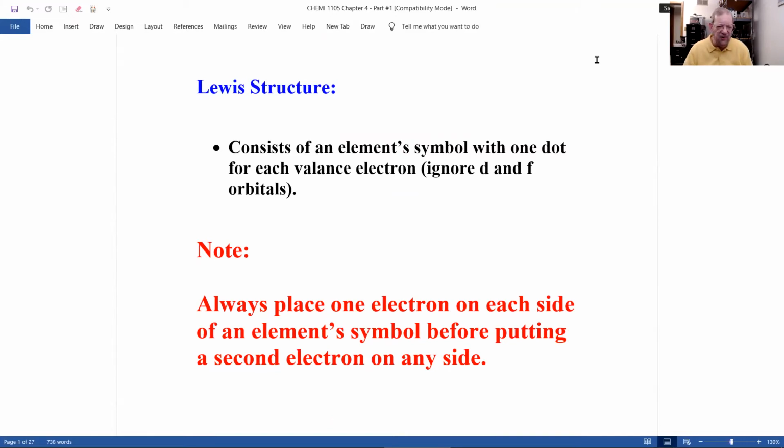Now, how do you do a Lewis structure? Place one electron on each side of an element symbol before doubling up, putting a second electron on any side. This is very important. With a Lewis structure, place one electron on each side of the element's chemical symbol before doubling up.